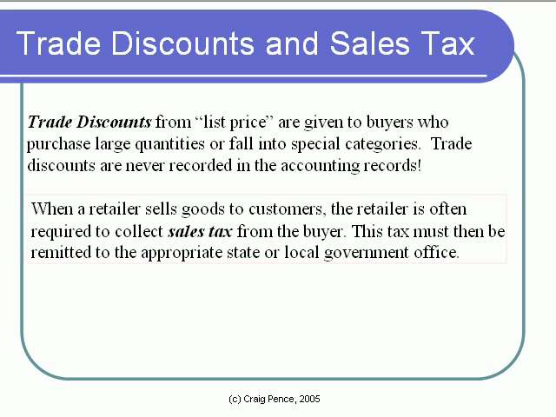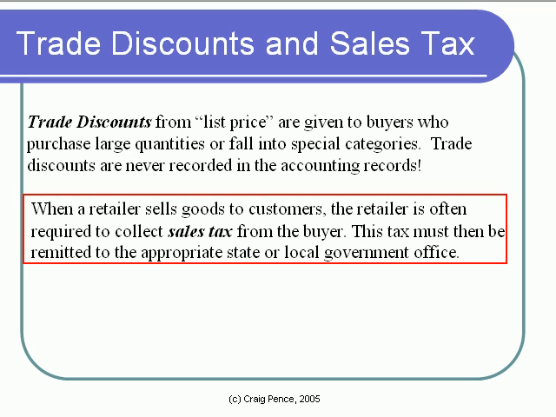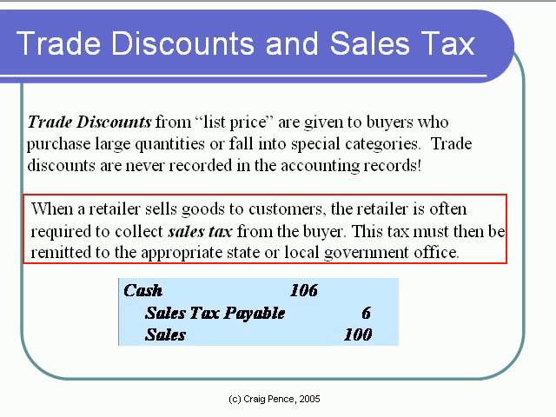Another thing we need to discuss are sales taxes. In most states, the merchant is required to collect sales tax from the buyer at the point of sale. If we're in a state in which the sales tax is 6%, then if a $100 sale were made to a customer, the cash collected from the customer would have to be $106. The merchant is responsible for collecting the 6% tax on top of the sale that was just made. The merchant must remit this tax to the state at the appropriate time. Therefore, the merchant has a liability, and we call this liability sales tax payable.